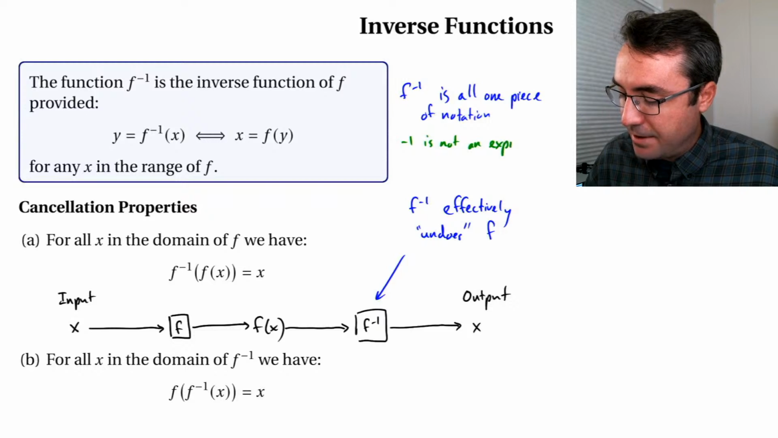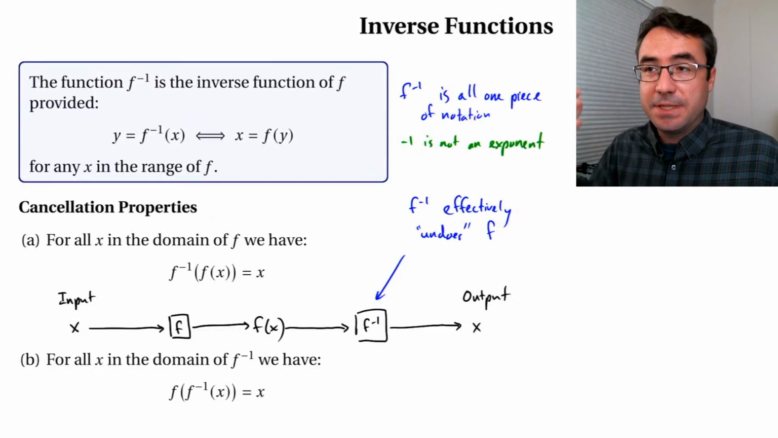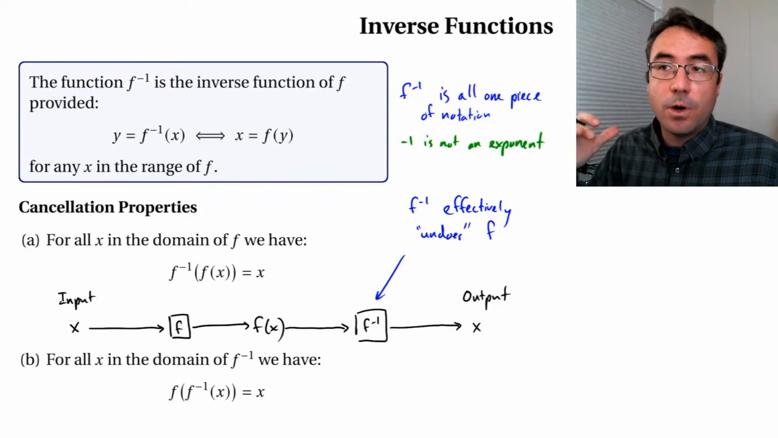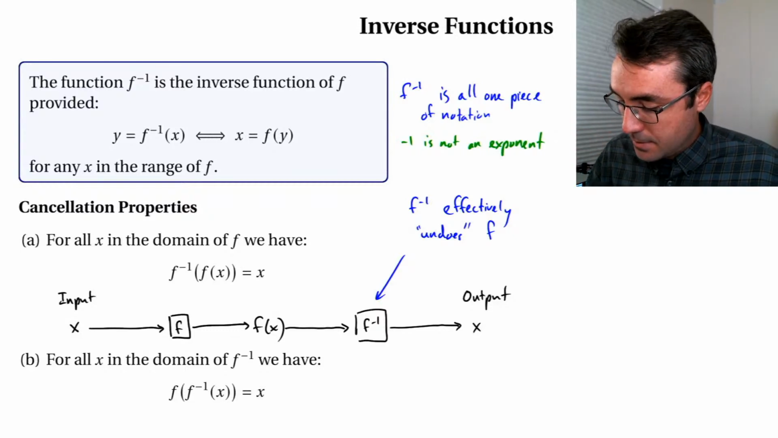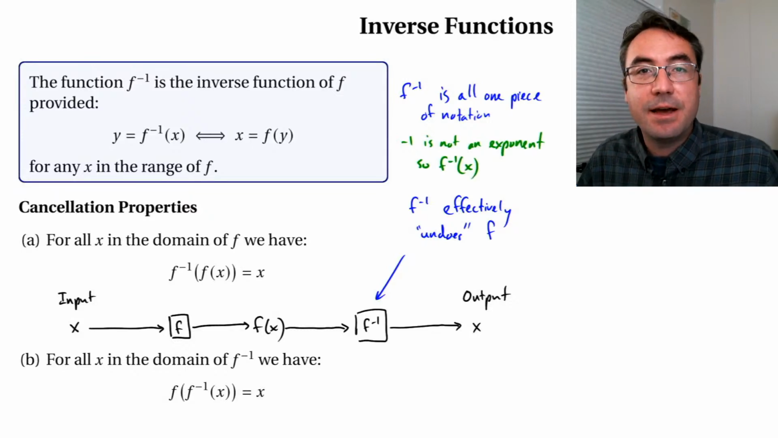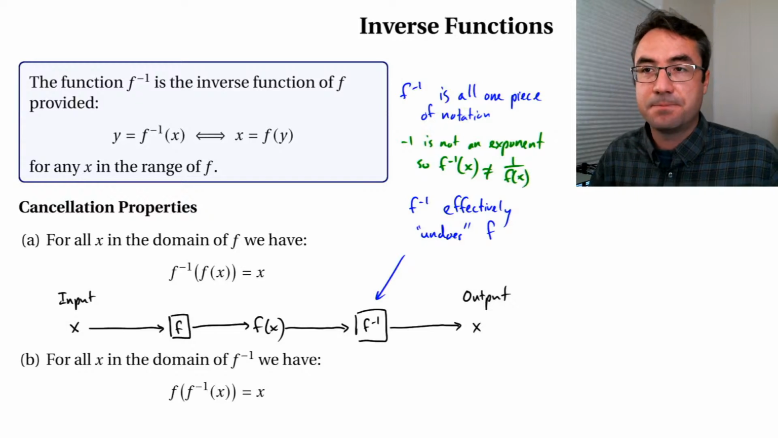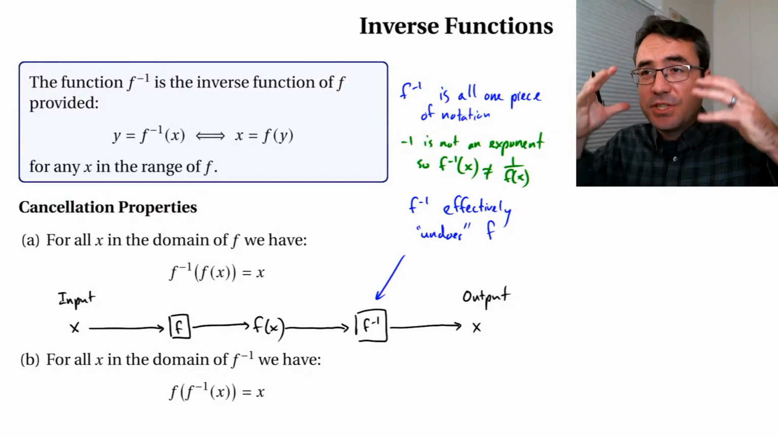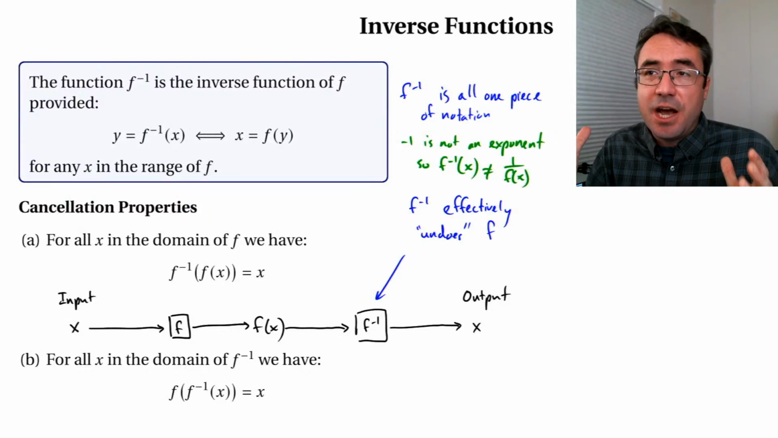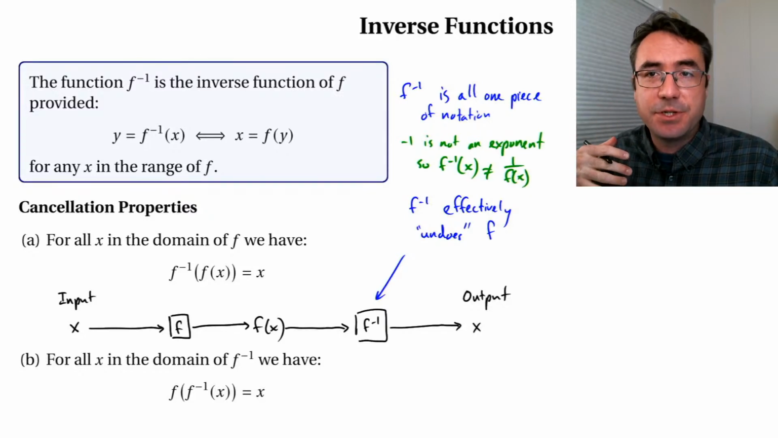So when we see f with that little -1 there, it's not an exponent. So it's not the same thing as 1 over f. When we talk about the inverse function f inverse with x plugged in, that's not the same thing as 1 over f of x. Just think of it as some brand new function that cancels off the original function.